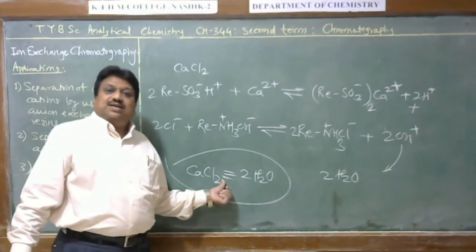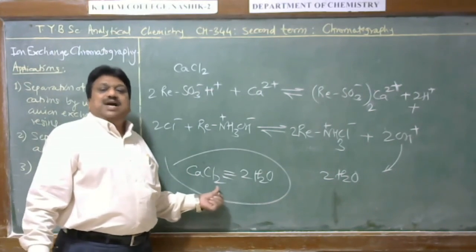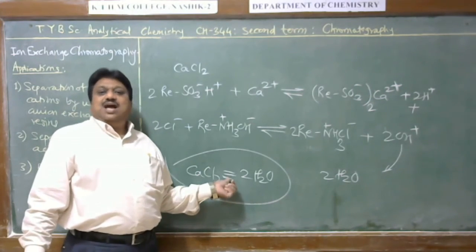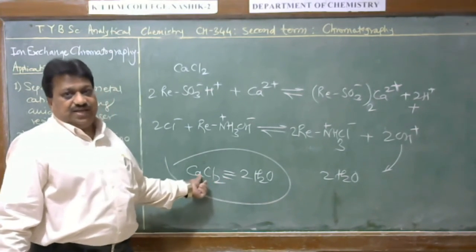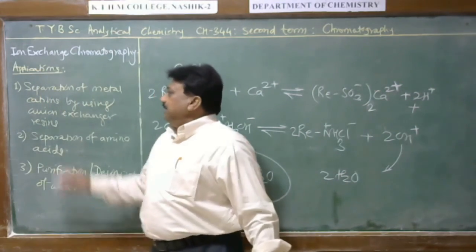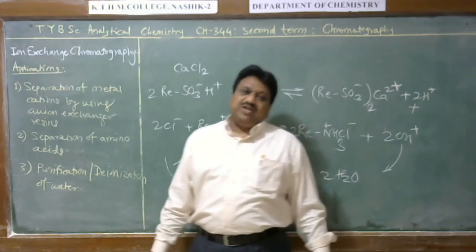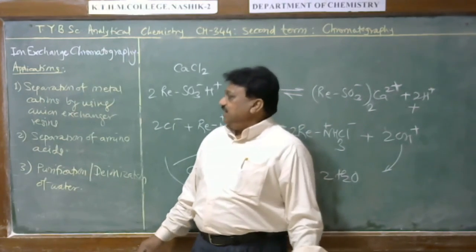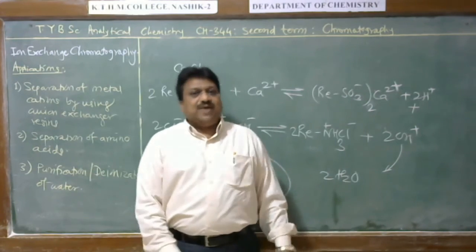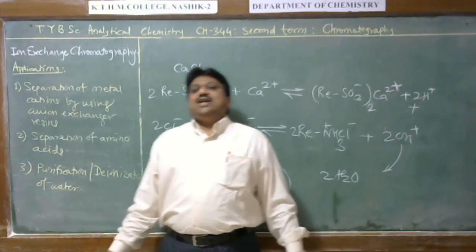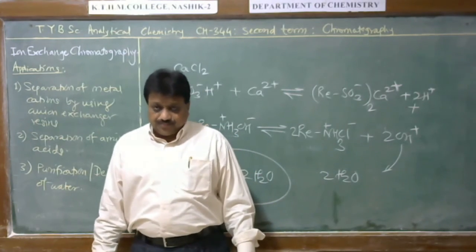Ultra pure water can be obtained by this deionization process, and ion exchanger resin has great application in the deionization process. Students, these are the 3 important applications of ion exchange chromatography: separation of metal cations by using anion exchanger resin, separation of amino acids, and purification or deionization of water.